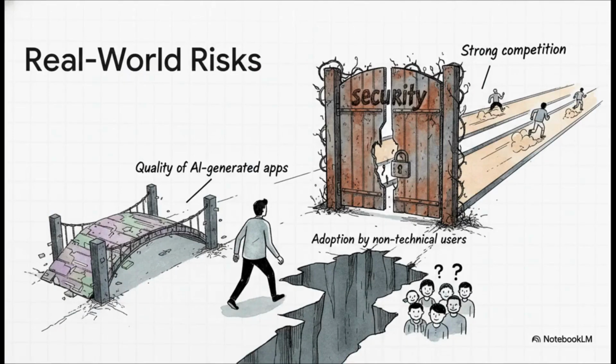But the hurdles are pretty significant. You have to ask some tough questions. What's the quality of this AI-generated code going to be like? Is it secure? Can you really trust an automated smart contract with real value? Then there's the human problem. Will non-technical people actually adopt this? And let's not forget, they are jumping into a fiercely competitive market in the AI and no-code space.